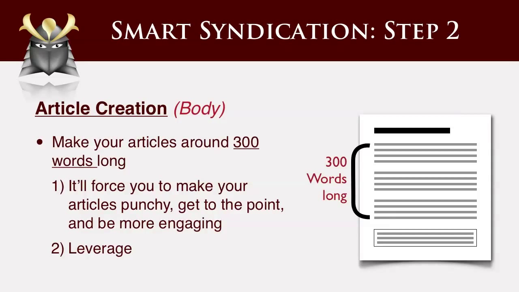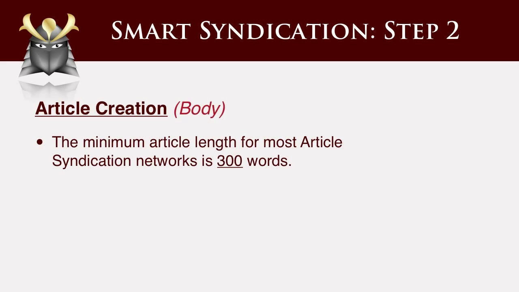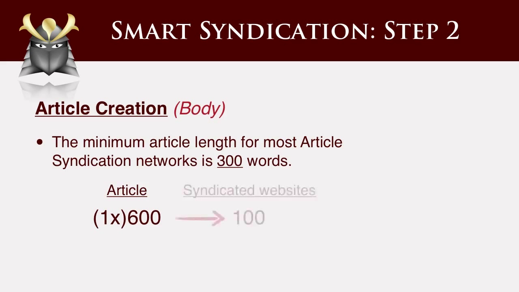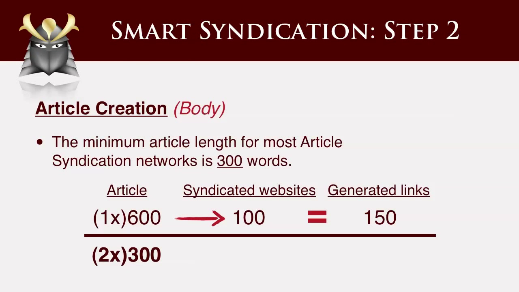The second reason for keeping your articles brief is leverage. The minimum article length for most article syndication networks is 300 words. If you write a 600-word article, which is syndicated to 100 websites, then you'll generate around 150 links. For a little bit of extra work, you could have written two 300-word articles, and if the same 100 websites picked up both articles, then you would have received twice the number of links. So the maximum return on time and effort is achieved by creating short, concise articles.